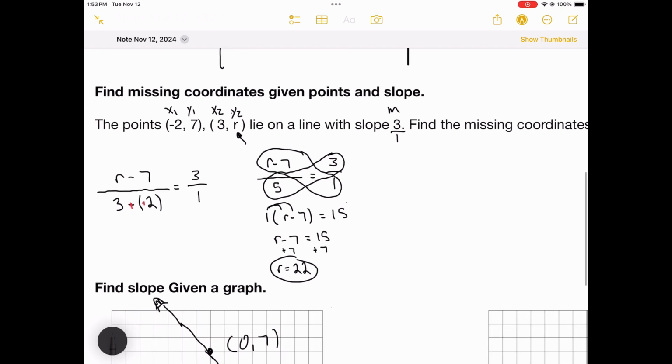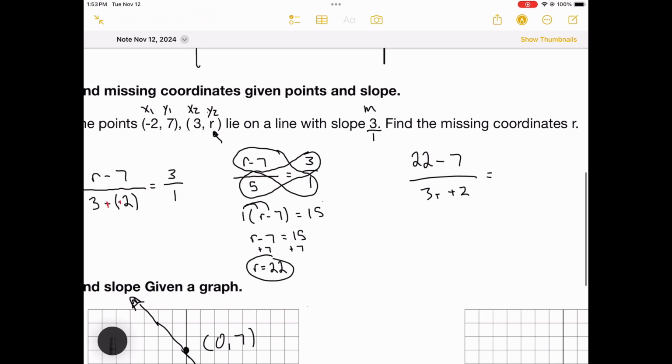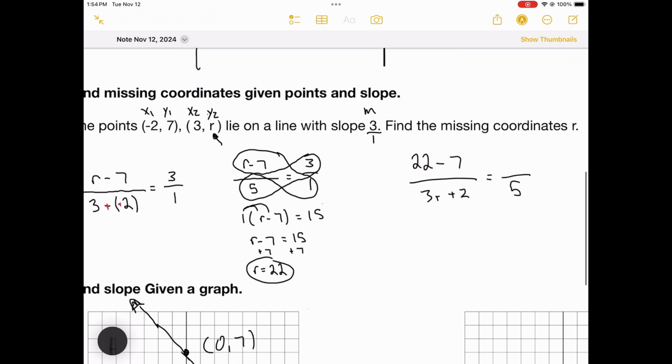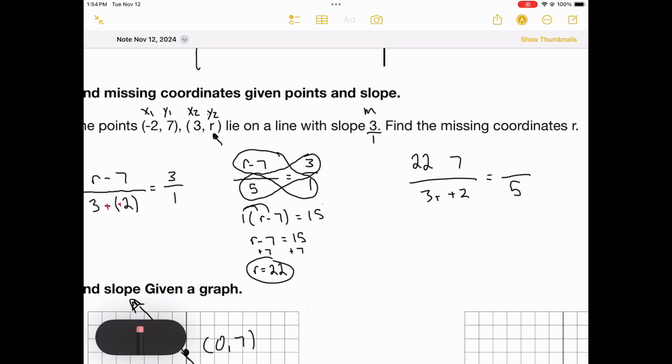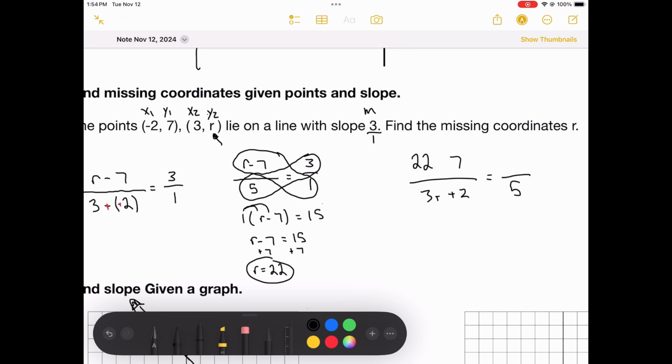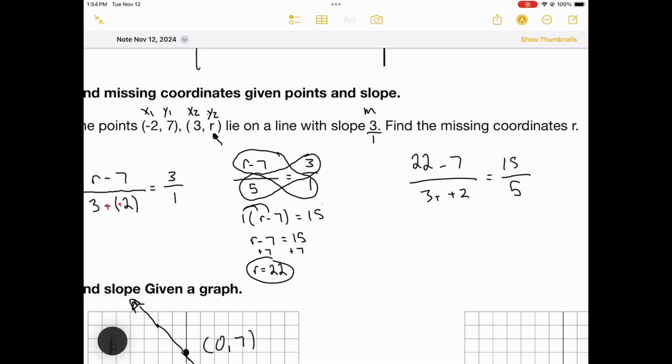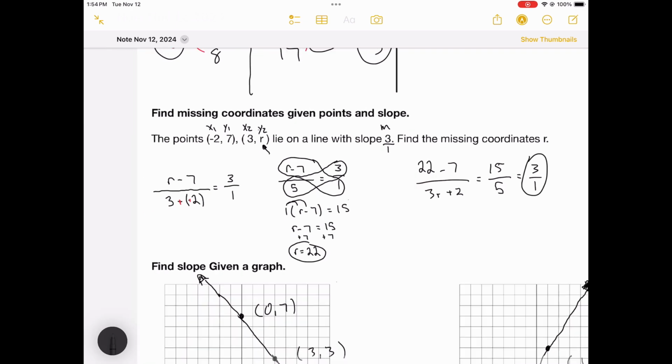If I wanted to go back and double check, what I would do is say, hey, does 22 minus 7 over 3 minus a negative 2, well, is this going to give me 3? Let's find out. If I simplify that, I'm going to get 5 on the bottom. 22 minus, sorry, that was wrong. I don't know why I put plus there, guys. It's minus. And then I'm going to have 15 on there. If I simplify that, I get 3 over 1. Wow, magic. We figured it out.